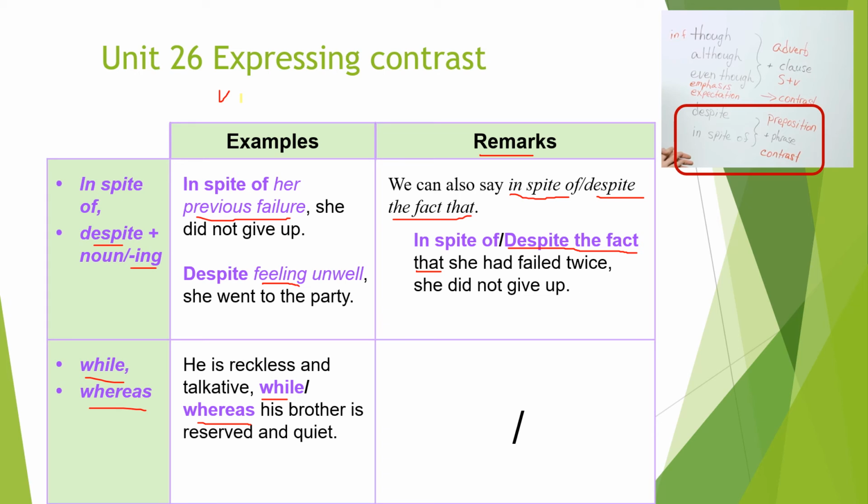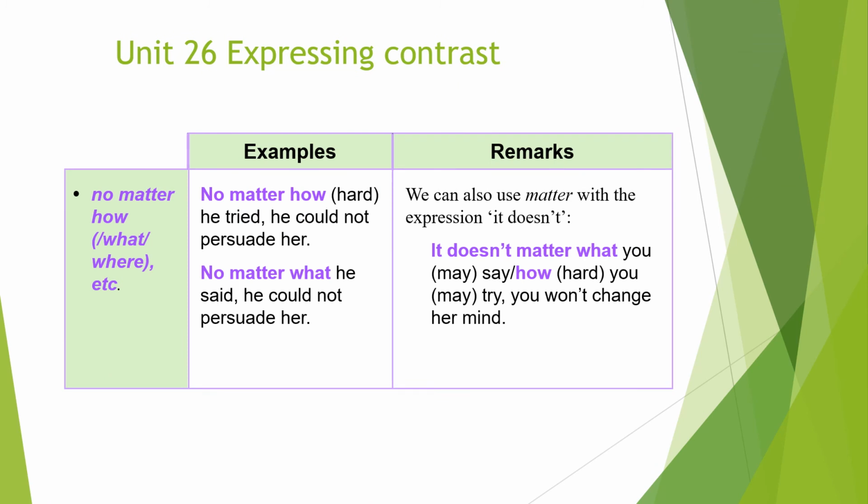Okay, all right, if you refer to the previous slide, then you will know how to use those connectives properly. Let's move on to the next slide. We still have no matter how, no matter what, no matter where. No matter how is usually followed by, for example, no matter how hard he tried, he could not persuade her.